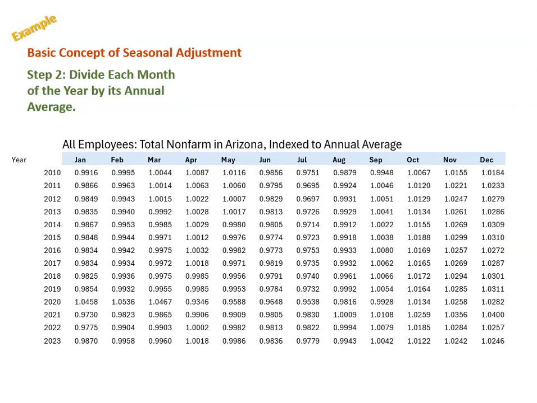Step 2. To derive a simple seasonal adjustment factor is to divide each month of the year by its annual average. Months with values of that ratio over 1.00 are seasonally strong months, whereas months with values under 1.00 are seasonally weak. By doing this for each year, you can see the implicit seasonal pattern during the year.